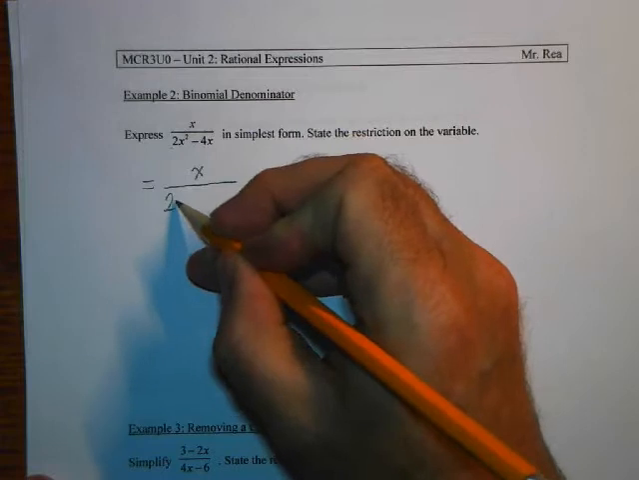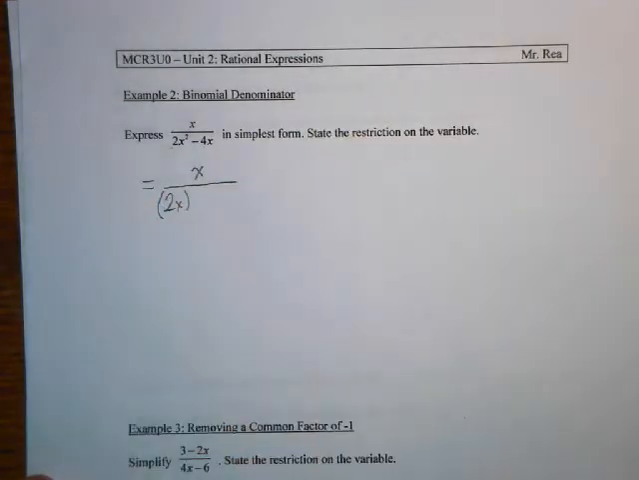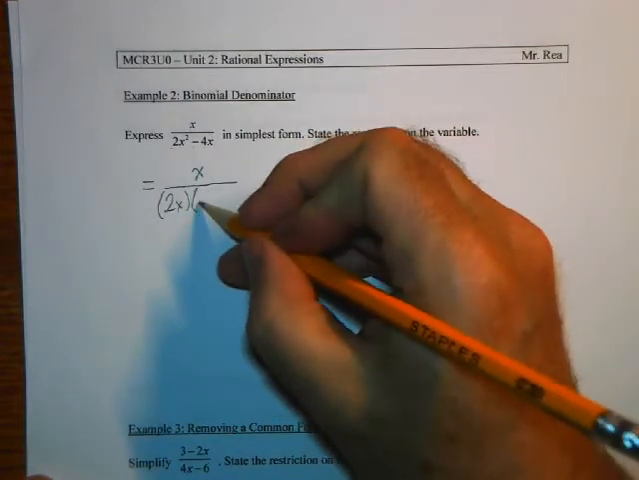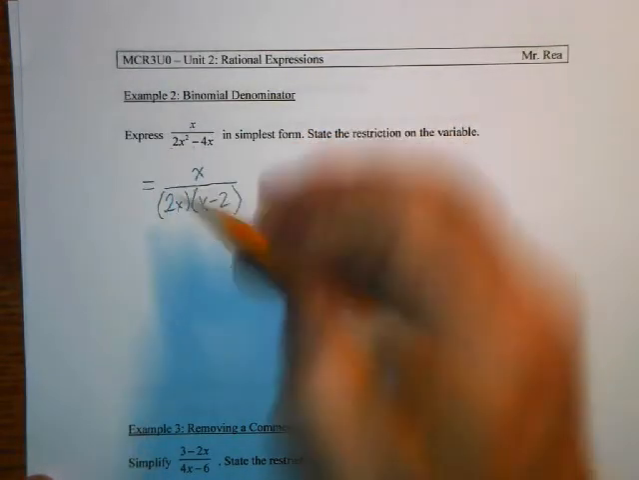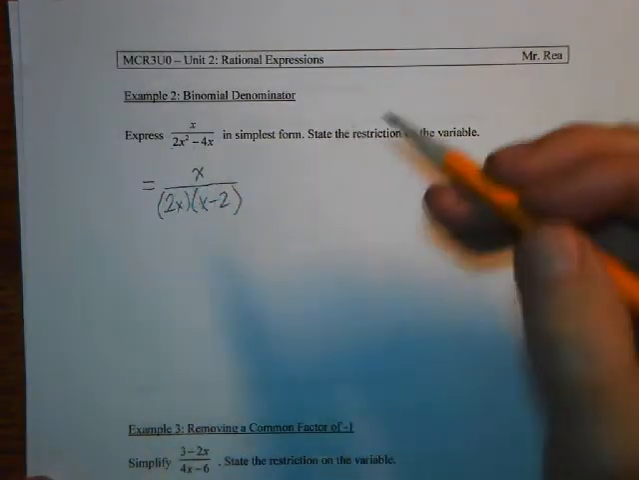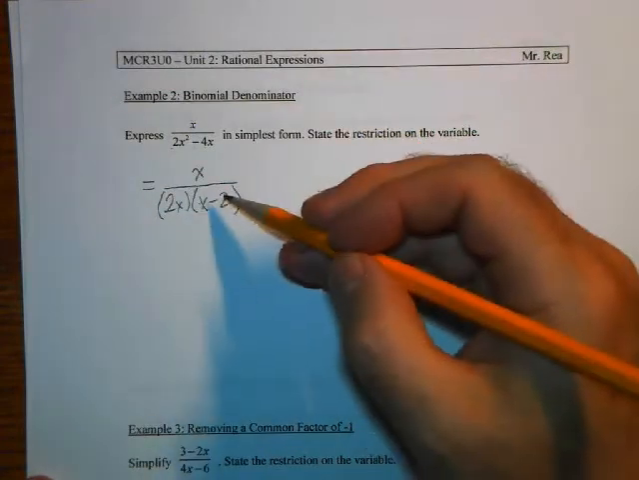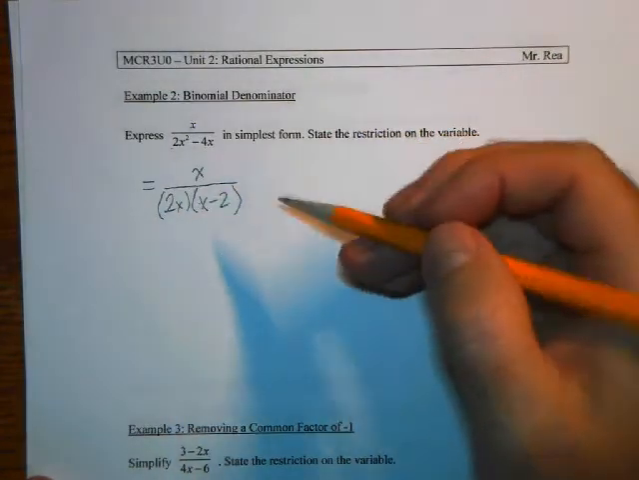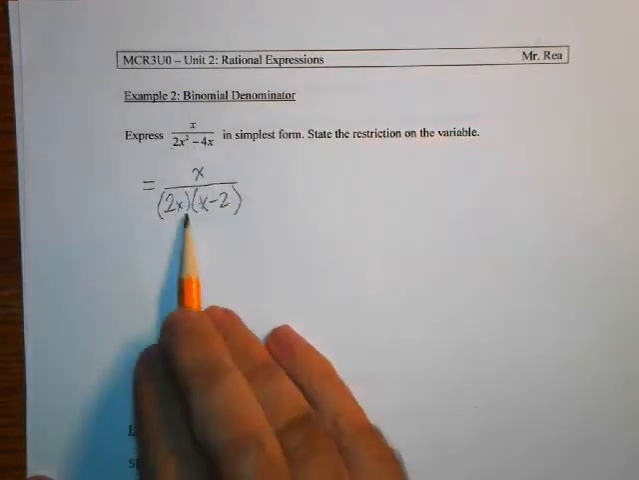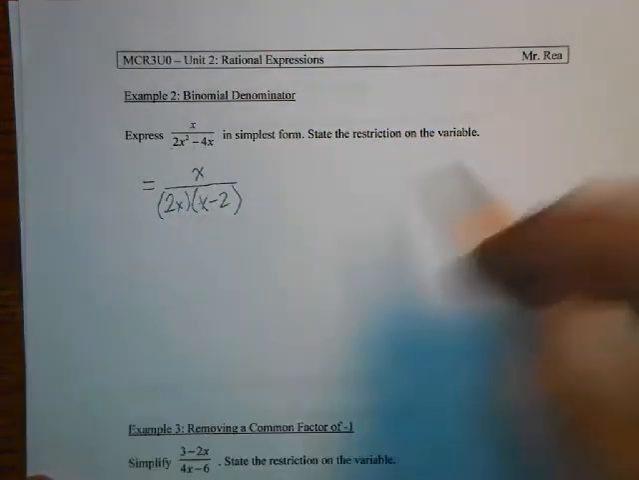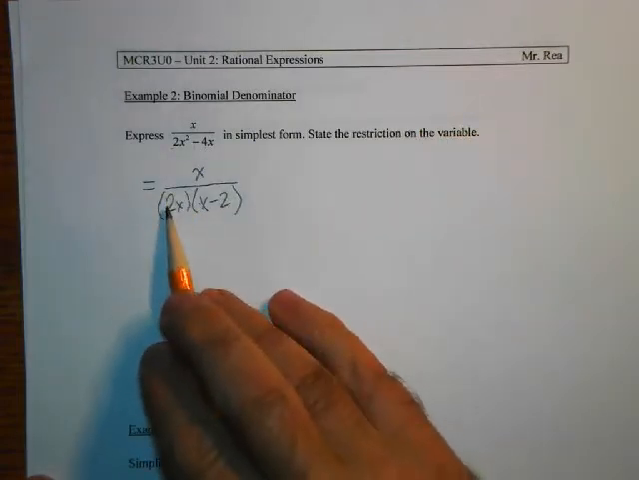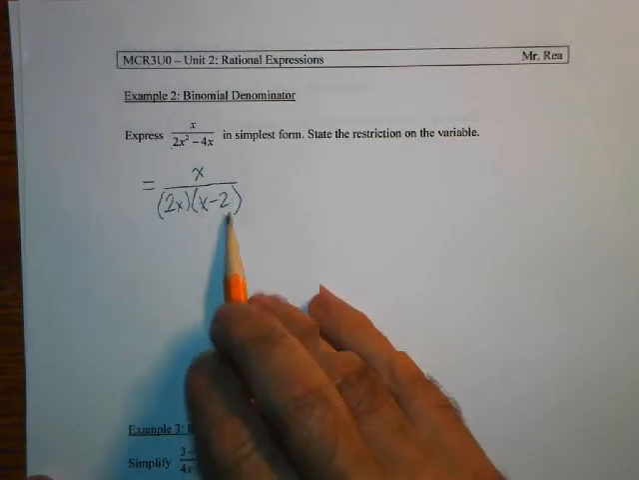So 2x is my common factor, and I'm left with x minus 2 when I factor out the 2x. Okay, so I've done all the factoring I can, and at this point I might be tempted to see what I can cancel, but before I do that, I'm going to look at my possible restrictions. So this time I actually have two factors in the denominator, so I have to look at both possibilities. A value of x that would make this 0, or values of x that would make this 0.